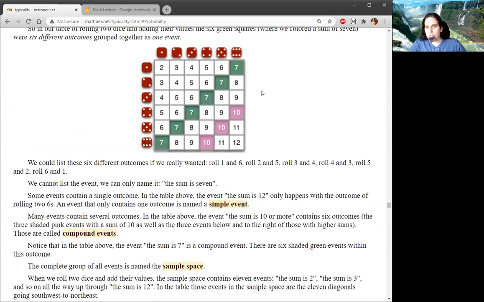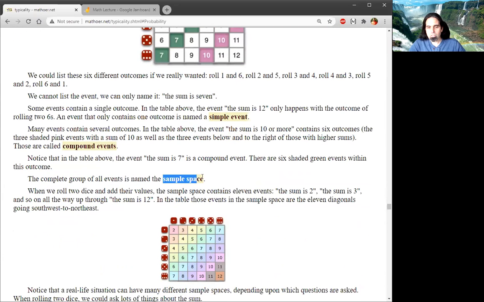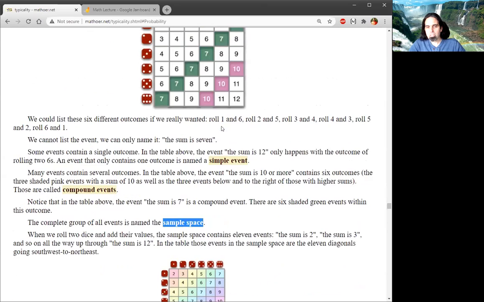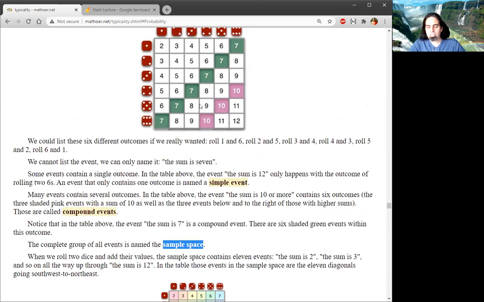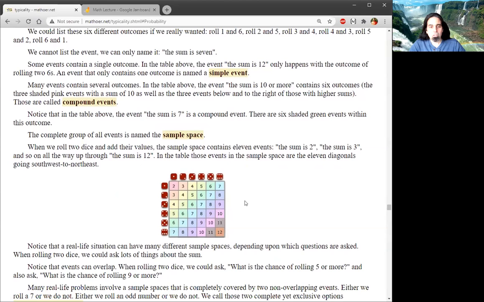I also need some more jargon, because the phrase "all the different ways this thing can happen" takes too long to say. So the complete group of all the events is called the sample space. The sample space for rolling 2 dice has 36 ways it can happen. Now we have a nice short thing that we can talk about. I'm not sure why all of these phrases, by the way, have 2 words. We could be more efficient with our jargon, but gamblers didn't really care long ago.